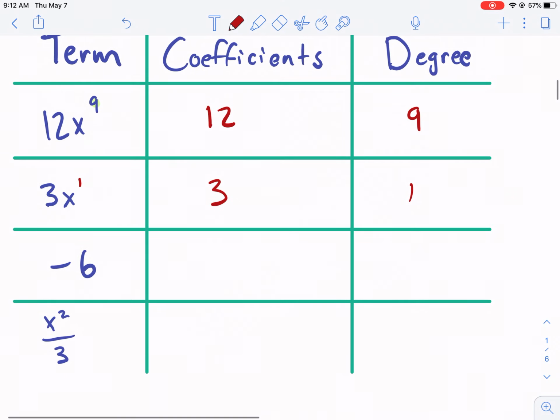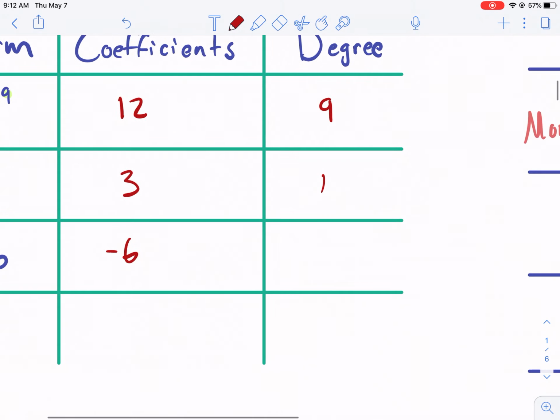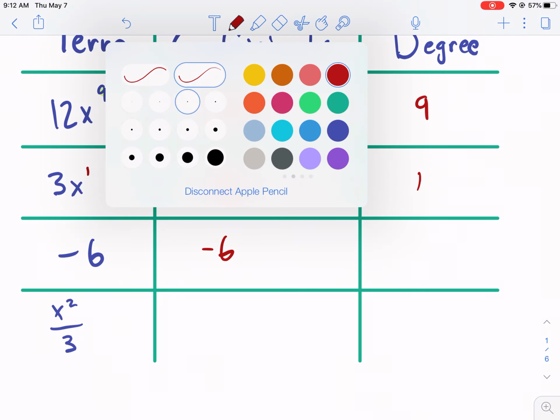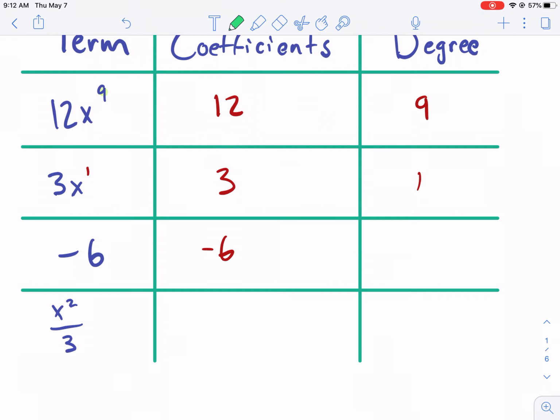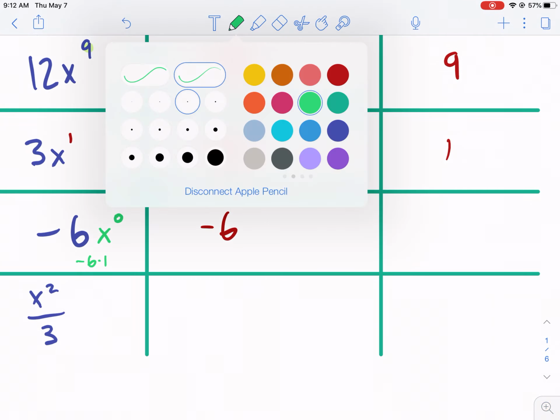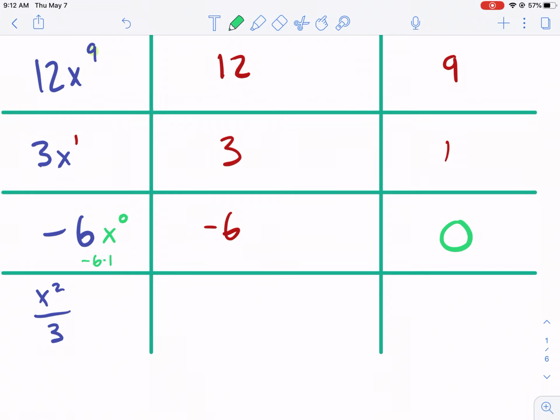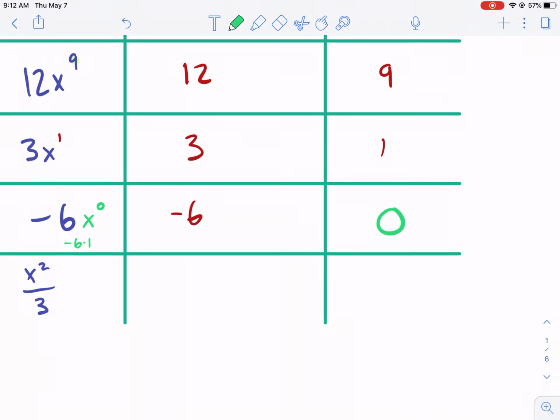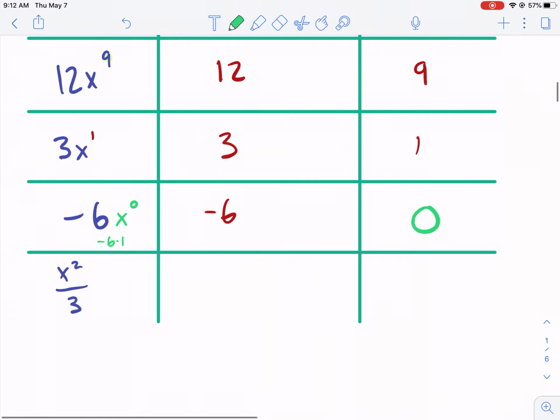Then we have -6. So -6 is the coefficient. Now, what about degree? It doesn't look like there is a variable there. However, if we have x to the 0 power, that's the same thing as multiplying -6 times 1. So technically, this is a 0 degree. I'll leave this in green just because it's kind of a particular rule. But this is a 0 degree polynomial. When you just see a constant, that's when it's 0 degree.